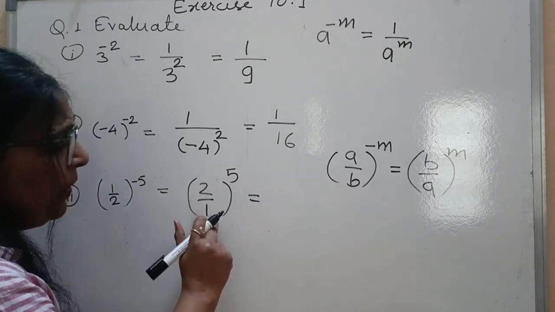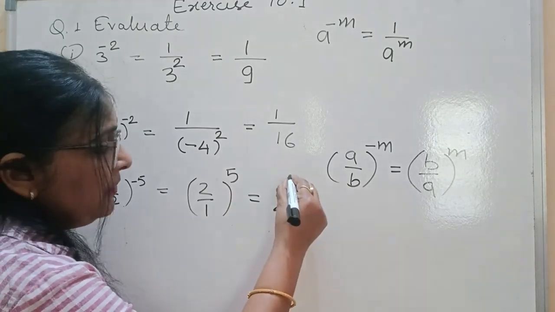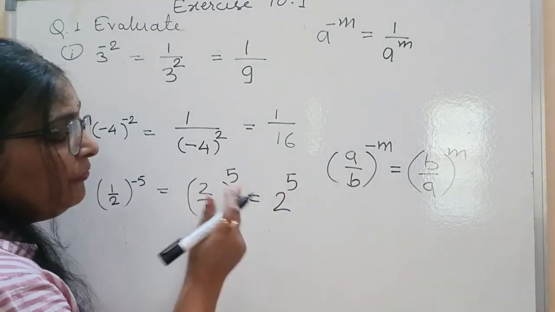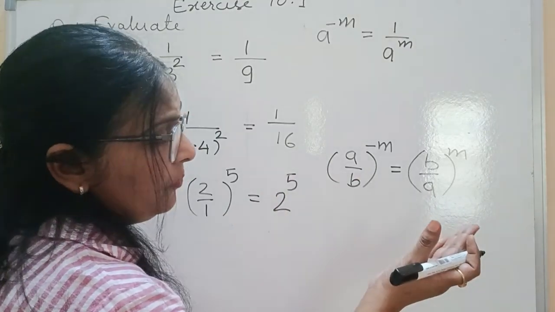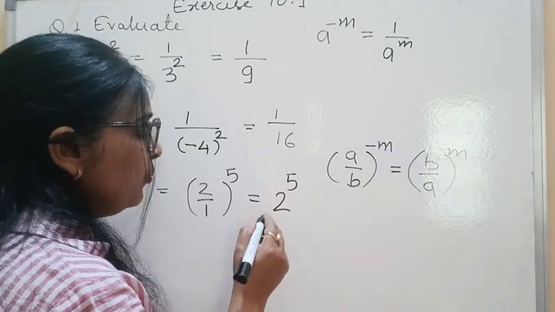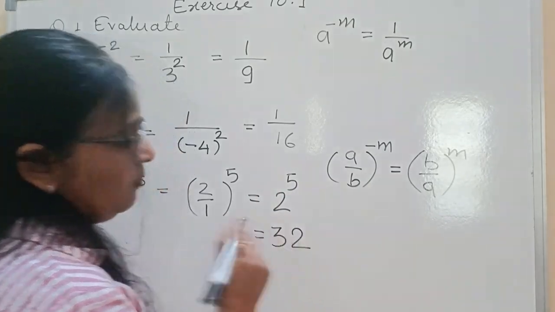Now what is 2 by 1? 2 by 1 means 2 only. So 2 raised to 5. What is the value of 2 raised to 5? 2 into 2, how many times you are multiplying? 5 times. So you will get here 2 raised to 5 is 32.